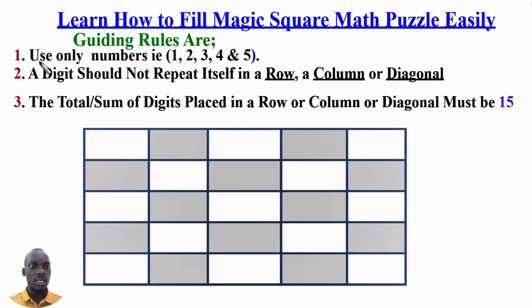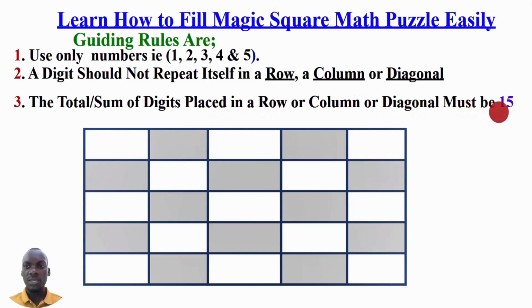Rule number 1, it reads, use only numbers. So we have to use these numbers. In this case, we have to use 1, 2, 3, 4, and lastly 5. Only those ones. Then rule number 2, it reads, a digit should not repeat itself in a row, a column, or diagonal.